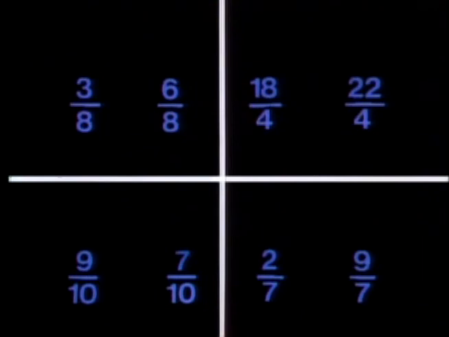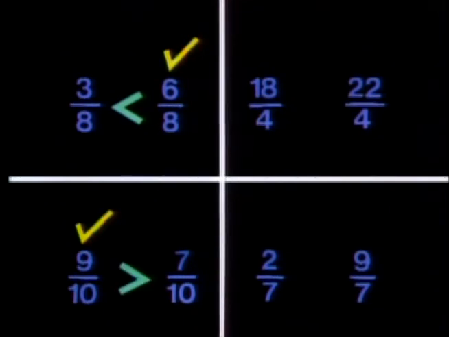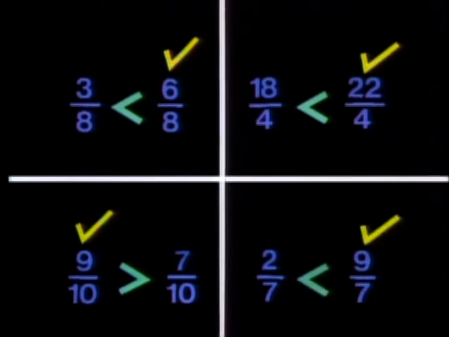Let's look at the answers. In the first problem, 3 is less than 6. So 6/8 is greater than 3/8. In the next, 9 is greater than 7. So 9/10 is greater than 7/10. Go over the rest yourself. If you had any difficulty, play back the tape from the beginning. Otherwise, you're ready to go ahead.